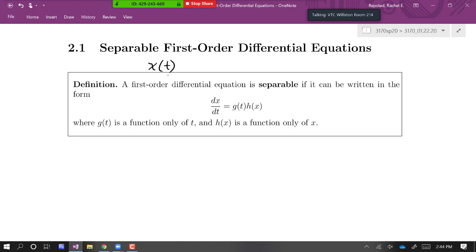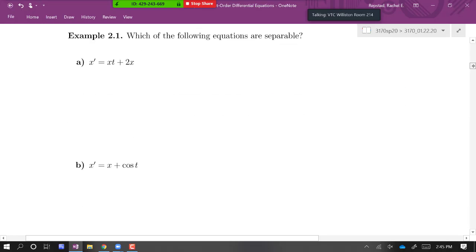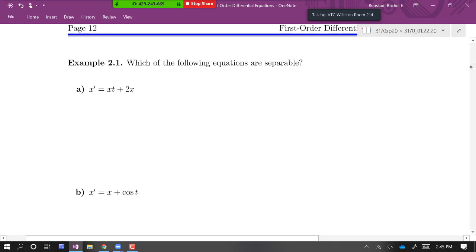where g of t is a function only of t, and h of x is a function only of x. So you can kind of see it as a product of these two distinct functions, where I've got just t's and just x's. I think of them as separable. The way I think about it is I can actually separate it on different sides of the equation. So I could have all my x's with my dx and all my t's with my dt. And we call that process separating the variables. And if you can separate the variables, then theoretically, as long as it's something that we know how to integrate, we can solve by integration.